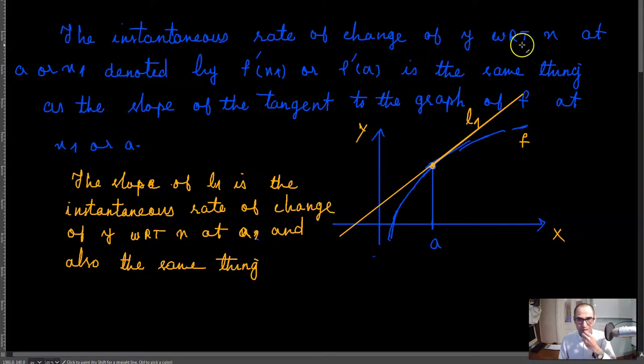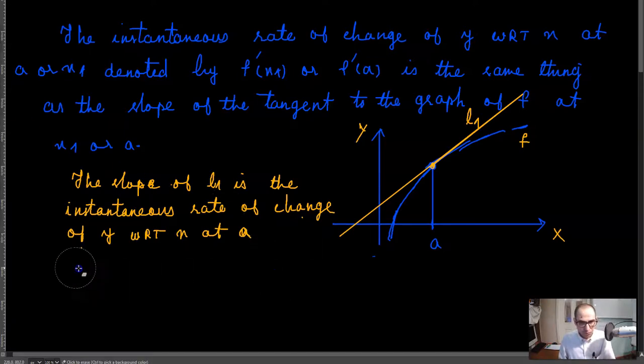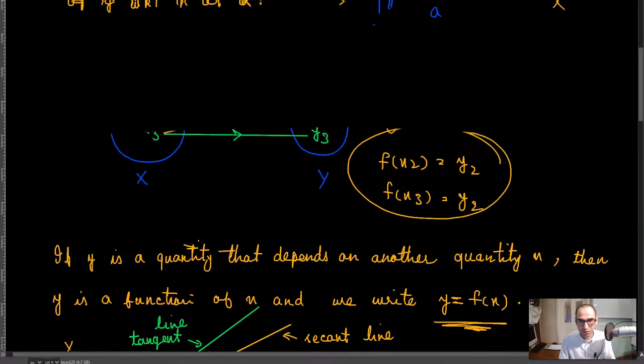The instantaneous rate of change of y with respect to x is the same thing as the slope of this tangent line. So the slope of L1 is the instantaneous rate of change of y with respect to x at a, right? And the reason why the slope of the line can be interpreted as the instantaneous rate of change of y with respect to x is something that you need to understand.